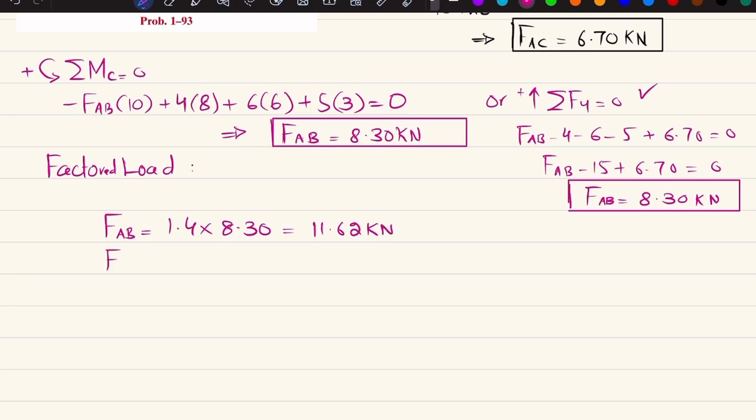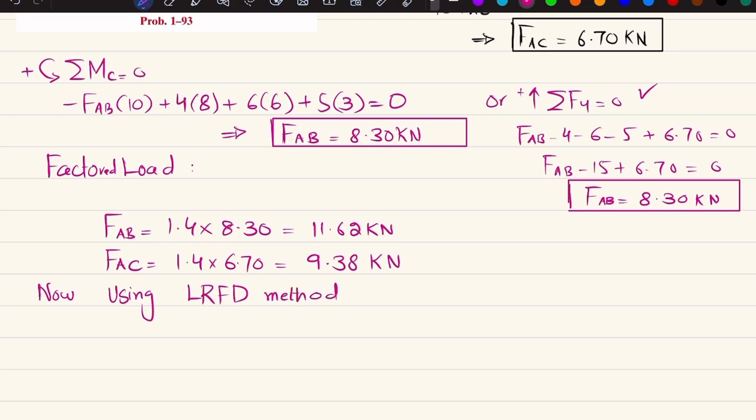And similarly, FAC will also be increased by 1.4 because the dead load factor is given. So we have to multiply it. So this will be equal to 9.38 kilonewton. Now using the LRFD, load and resistance factor design method, clear?